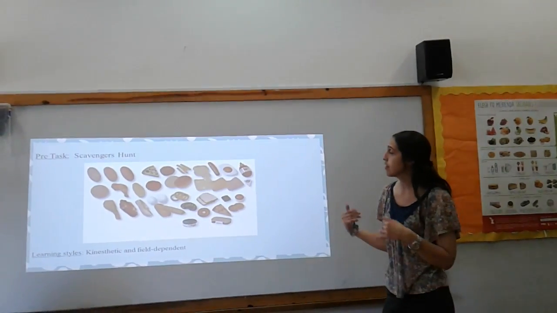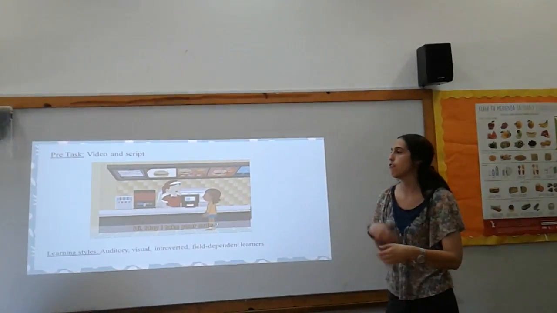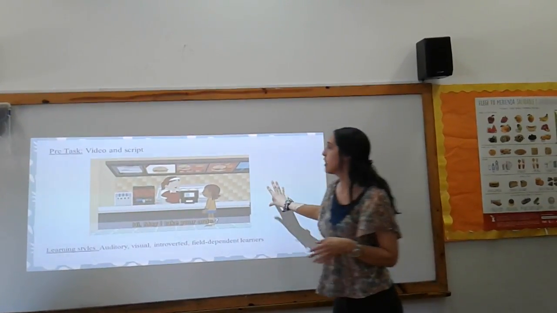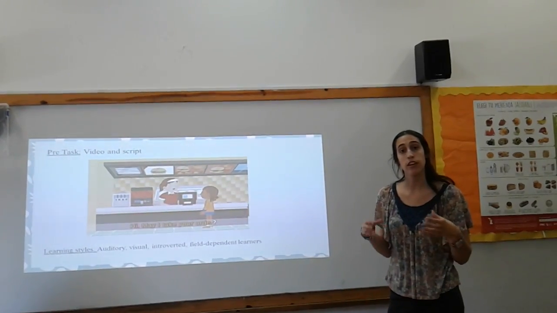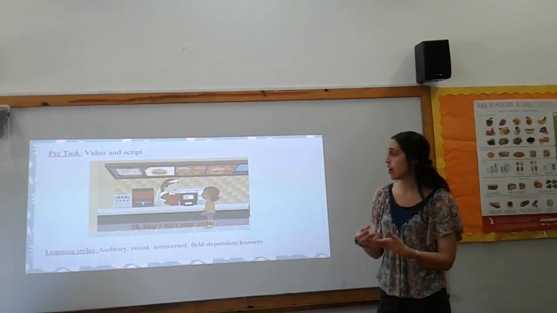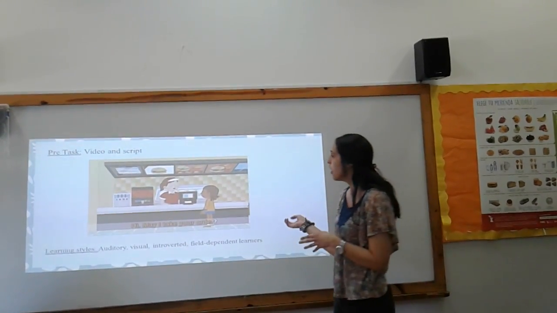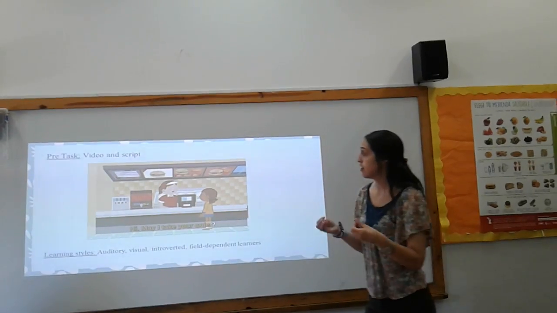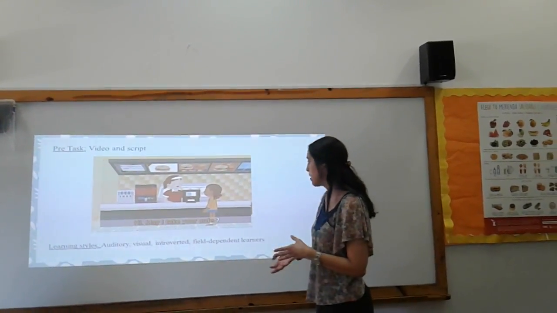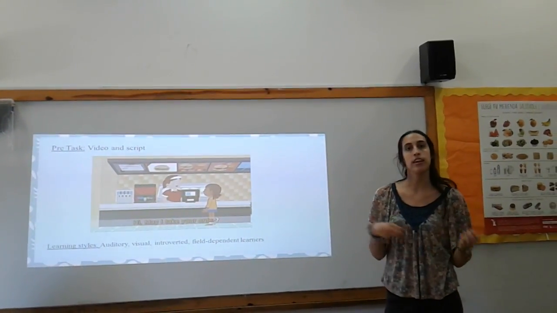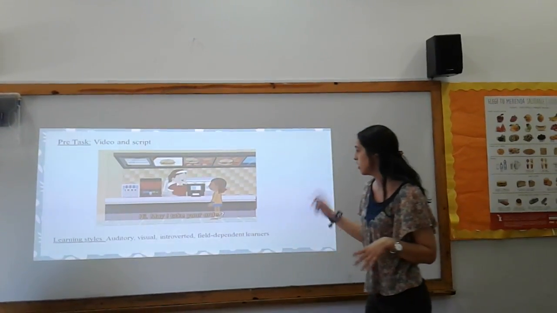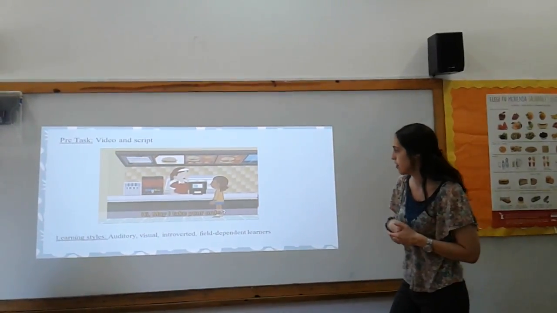Then, as another pre-task and as a way of scaffolding chunks of vocabulary, the students will be presented with a video that illustrates a food ordering situation at a fast food restaurant. And the students will be given a handout with the first dialogue of the video, but the sentences will be scrambled, and they will have to unscramble them in pairs. There will also be a stage of listening and repeating. Here we will be catering for our auditory, visual, introverted, and field-dependent learners.